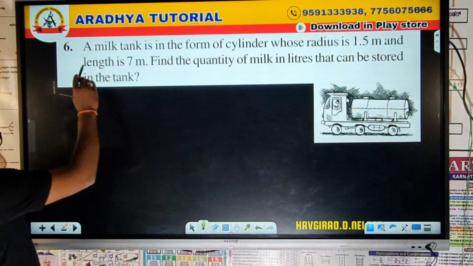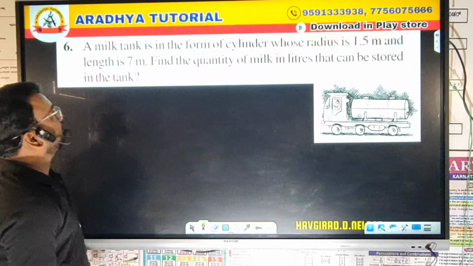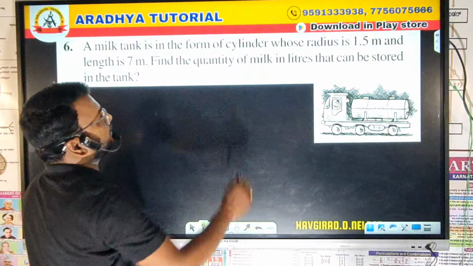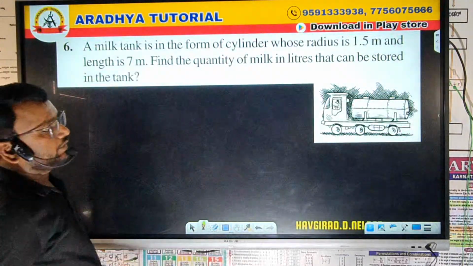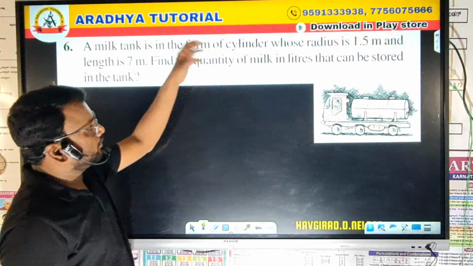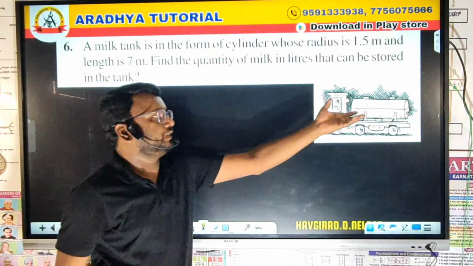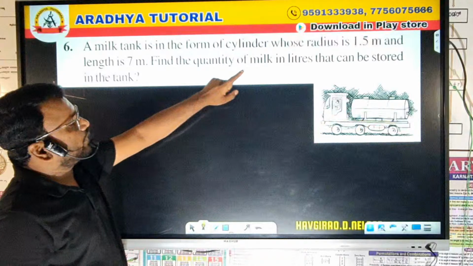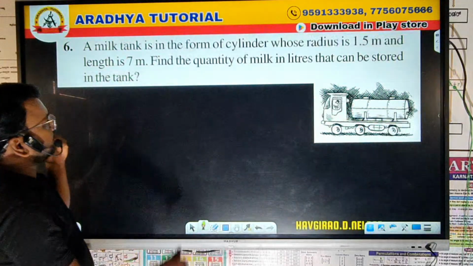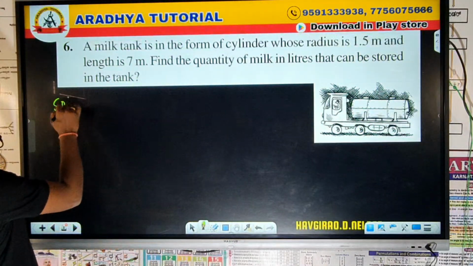Sixth question. A milk tank is in the form of a cylinder whose radius is 1.5 meter and the length is 7 meter. Find the quantity of the milk in liters that can be stored in the tank. Here a figure is given. A cylindrical shape tank is there. In that tank the milk is filled. We want to find how many liters of milk are there in this tank. Listen here, what is given here, radius of the tank and height of the tank are given. For the cylindrical tank, first you have to write the given data. Solution.